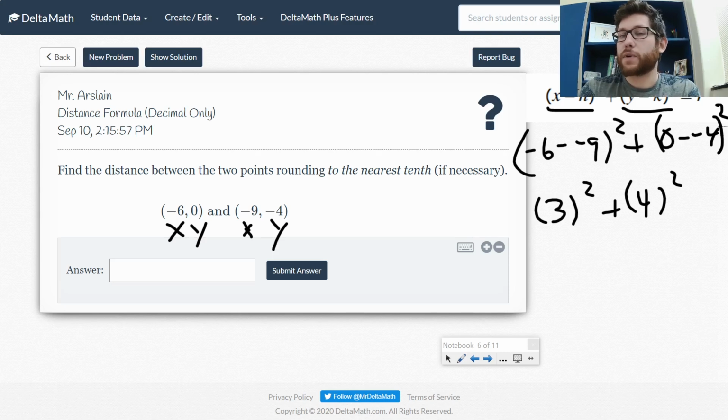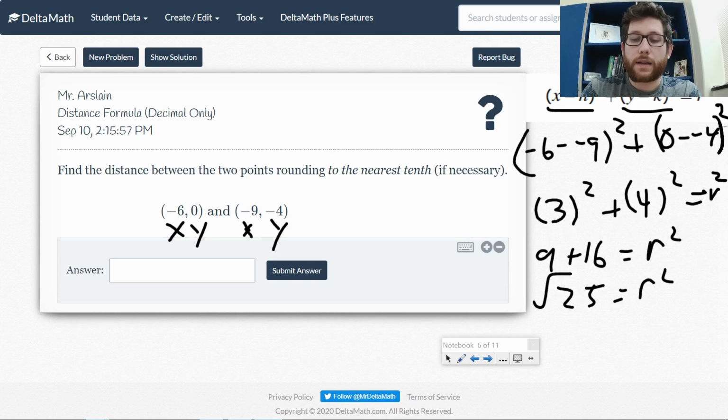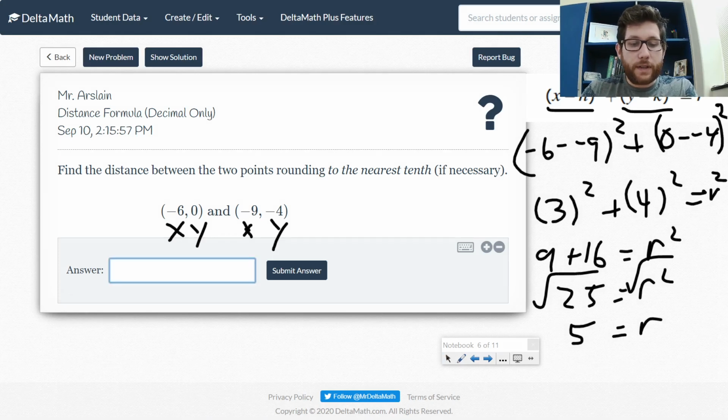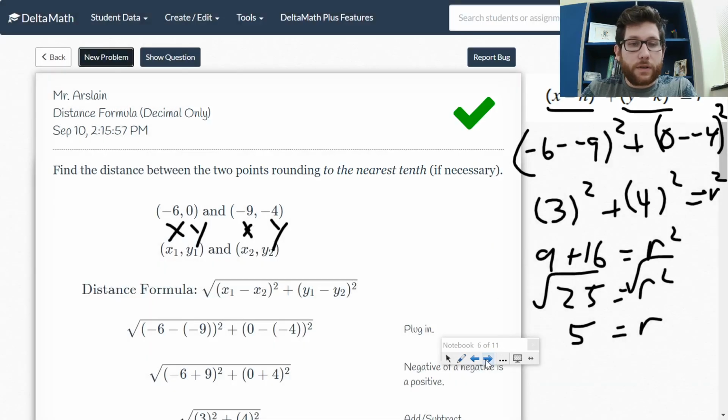Notice this looks a lot like a squared, b squared, c squared, doesn't it? And that's because this is straight off a squared, b squared, c squared. So, sorry, let me get the squares there. All right, 3 squared is 9, 4 squared is 16, is equal to r squared. I get 25 is equal to r squared. And I take the square root of both sides and I get 5. And so 5 would be my answer here. So notice, it's a little more work algebra-wise, but you don't have to graph it. The other way, we'd have to graph these points, count boxes. So let's go ahead and check that. All right, that looks good.